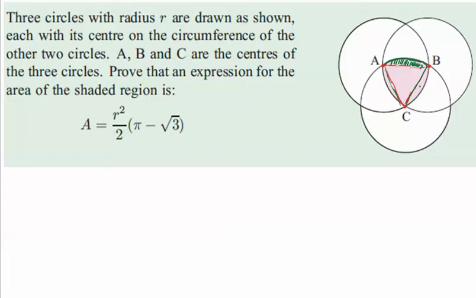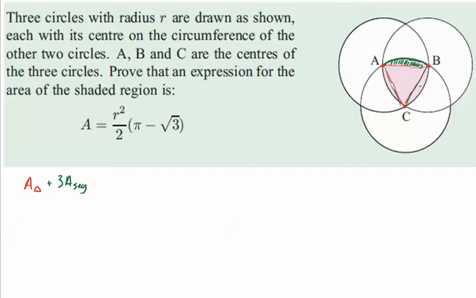So essentially we're going to take the area of triangle ABC, and then add on 3 times the area of the segment. Now, of course, remembering that the segment is the area of the sector minus the area of the triangle. So you can tell we need to get the area of that triangle first.